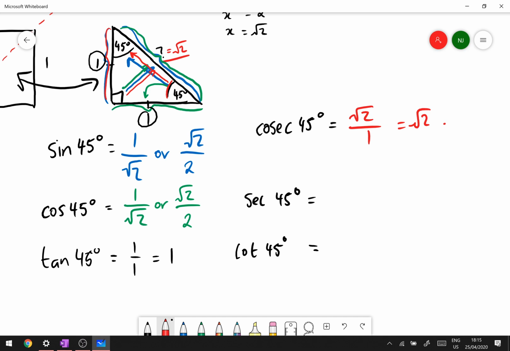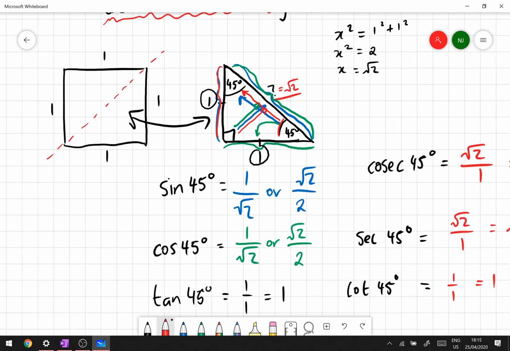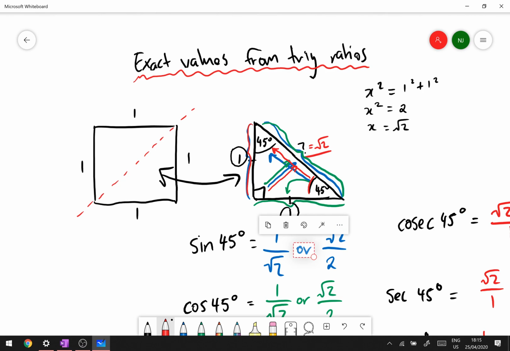Turns out sec's the same. Okay, 1 over root 2, well, that's just root 2 over 1, using the reciprocal, which is just root 2. And cot, 1 over 1, well, that's just 1. Simple. Okay, so this is for 45 degrees.